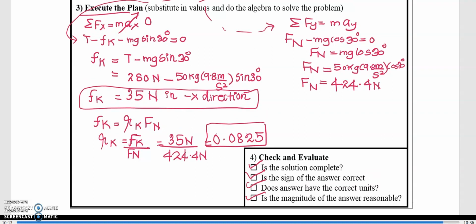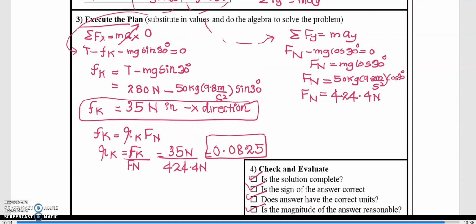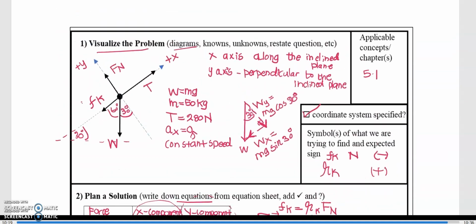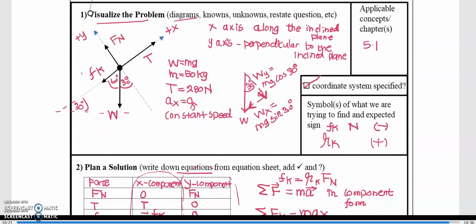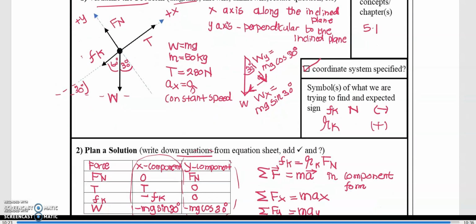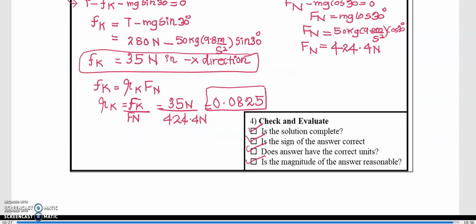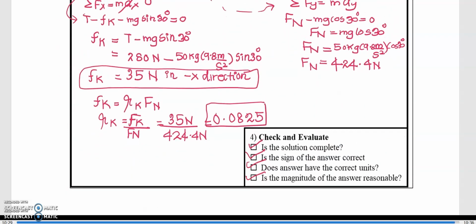So look at the process, guys. That's the most important thing when you approach a question like this. You should know the process. We started by visualizing the problem. We have the free body diagram, and then we solve for the x and y component of each force, and we use the component form of Newton's second law to solve for the unknowns.